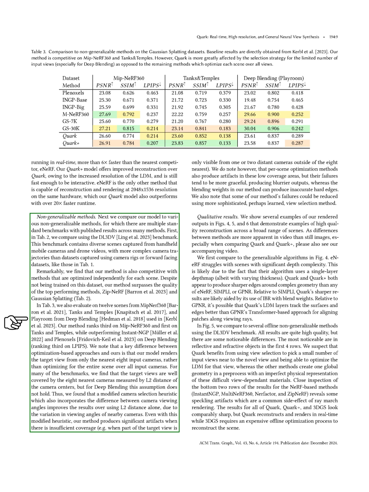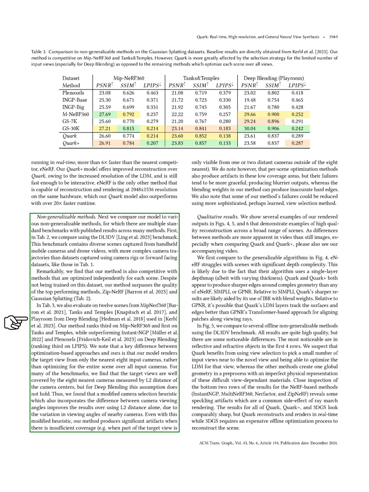Next, we evaluate our model on 12 scenes from Mip-NeRF 360, Tanks and Temples, and Playroom from Deep Blending. Our method ranks third on Mip-NeRF 360 and first on Tanks and Temples, while also surpassing Instant NGP and Plenoxels on Deep Blending. A key difference between our approach and optimization-based methods is that we render the target view using only the 8 nearest input cameras, rather than optimizing across all cameras.